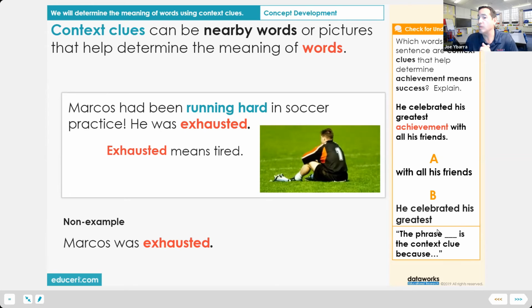You easily knew it was B before I even taught context clues. But I have to find a way to extend you. Why is it not A? A is not an example of a context clue because there's not enough information on there. "With all his friends" doesn't give you enough of a context clue to tell me that achievement means success. It's too open-ended. Okay, do you understand the setup there? That's usually how my students are thinking.